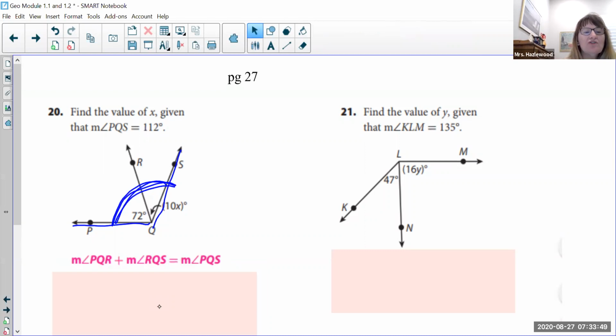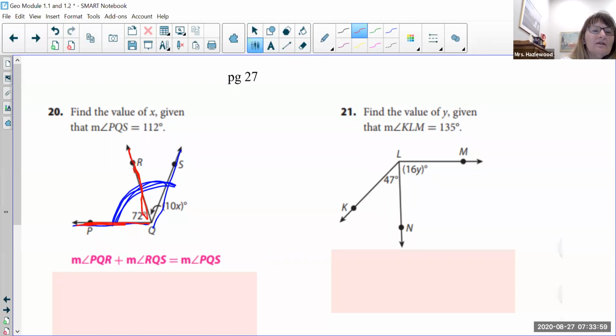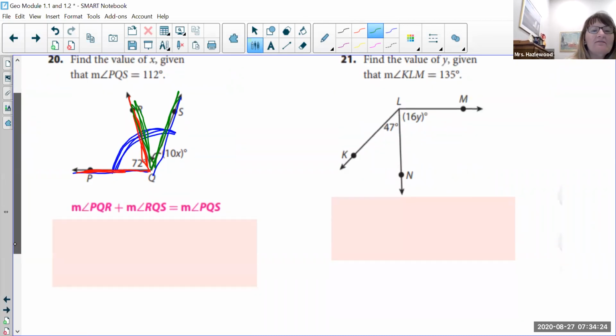So I know the measure of PQR, and that's this angle here, plus the measure of RQS, and that's my other angle, RQS. I'm just writing that statement out, and it equals the measure of PQS. So now I can substitute my information in, just so you don't get mixed up. Write out that statement first and then substitute in that information.